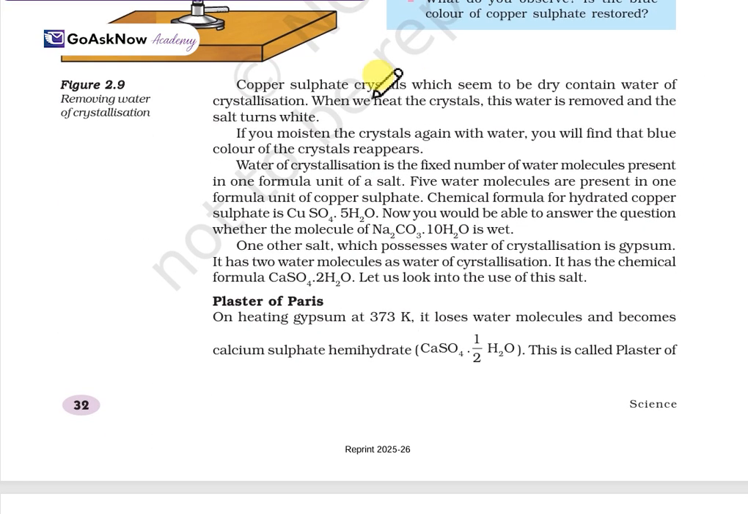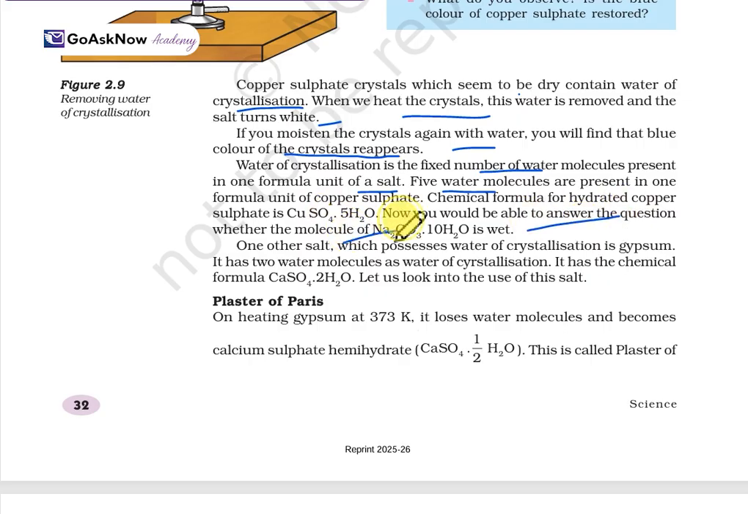The copper sulfate crystal, which seems dry, contains water of crystallization. When we heat the crystal, this water is removed and the salt turns white. If you moisten the crystal again with water, you will find that the blue color reappears. Water of crystallization is a fixed number of water molecules present in one formula unit of a salt. Five water molecules are present in one formula unit of copper sulfate, and the chemical formula of hydrated copper sulfate is CuSO4·5H2O.